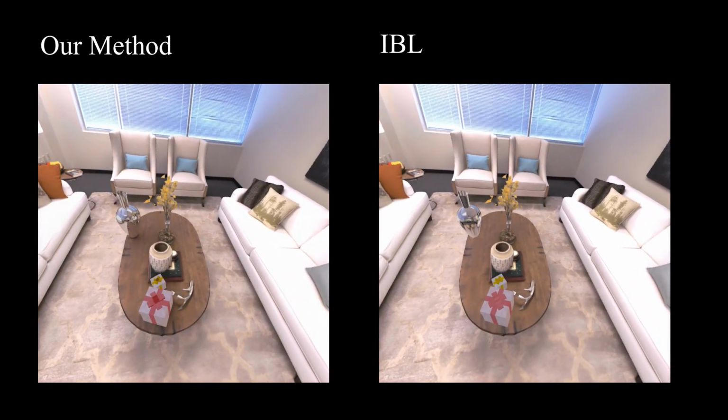On the table, the reflected images of the real jar and the virtual present boxes can be seen on the surface of the bottle, while the IBL method renders incorrect and still reflections.